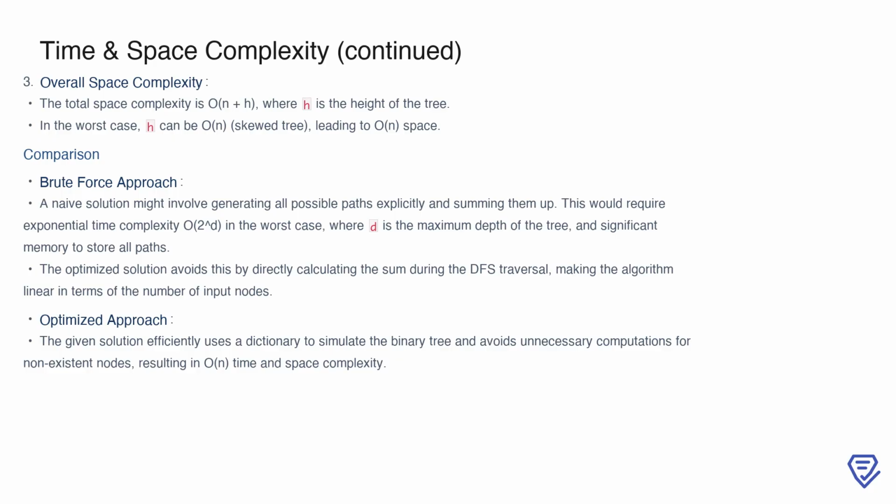By directly calculating the path sums during the DFS traversal and simulating the tree with a dictionary, the algorithm achieves a linear time complexity relative to the number of nodes. This makes the optimized approach far more efficient and scalable.